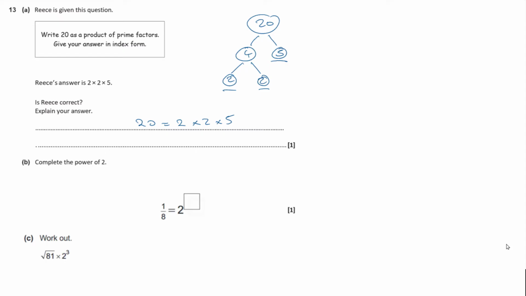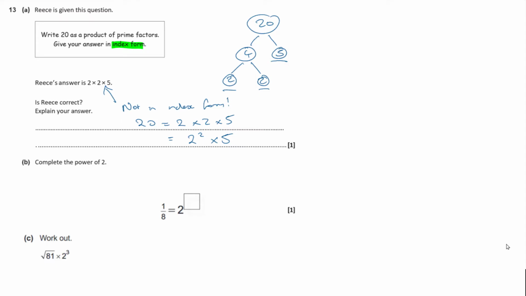But this is not in index form, is it? Index form means showing it as powers. So this is actually 2 squared times 5 in index form. I think I might write that down. I might just say this is not in index form. Okay, so it's not in index form, and I put it in index form. I think that's pretty good.